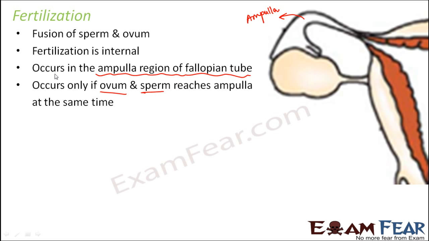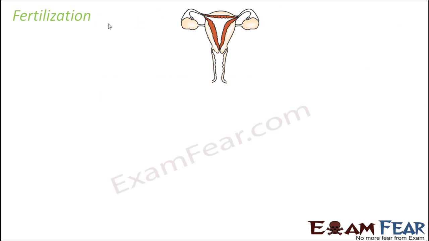One important thing to be noted here is that the sperm is haploid and the ovum is also haploid, so that when both of them fuse together, they form something diploid. This is how the egg is released, this is how the sperms come in, and this is where the fertilization takes place. Now let us talk about the fertilization in more detail.